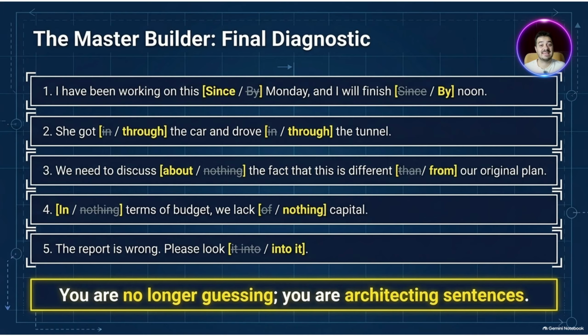Number 4, in terms of budget, we lack capital. You don't need to add anything. That's why we choose the word nothing here. And finally, the report is wrong. Please look into it. We don't say look it into. Why? Because look into is inseparable, so we are not allowed to use the pronoun it in between.